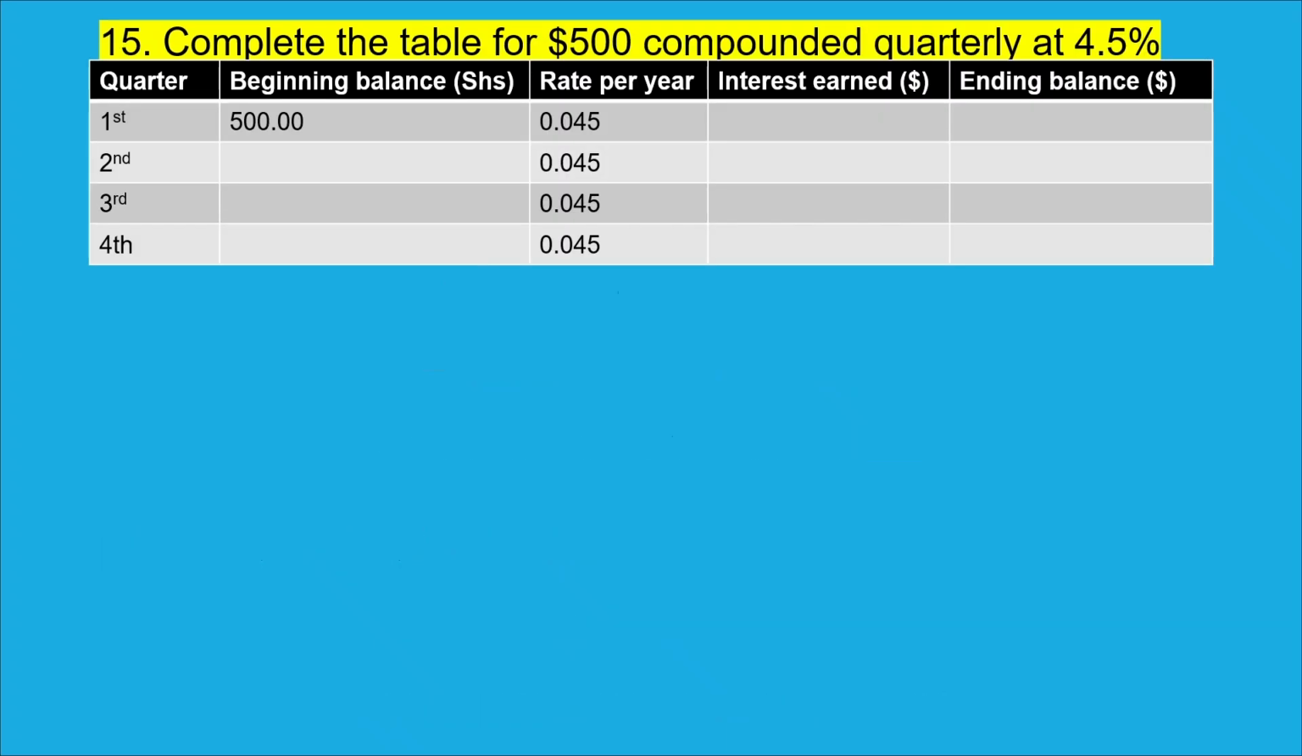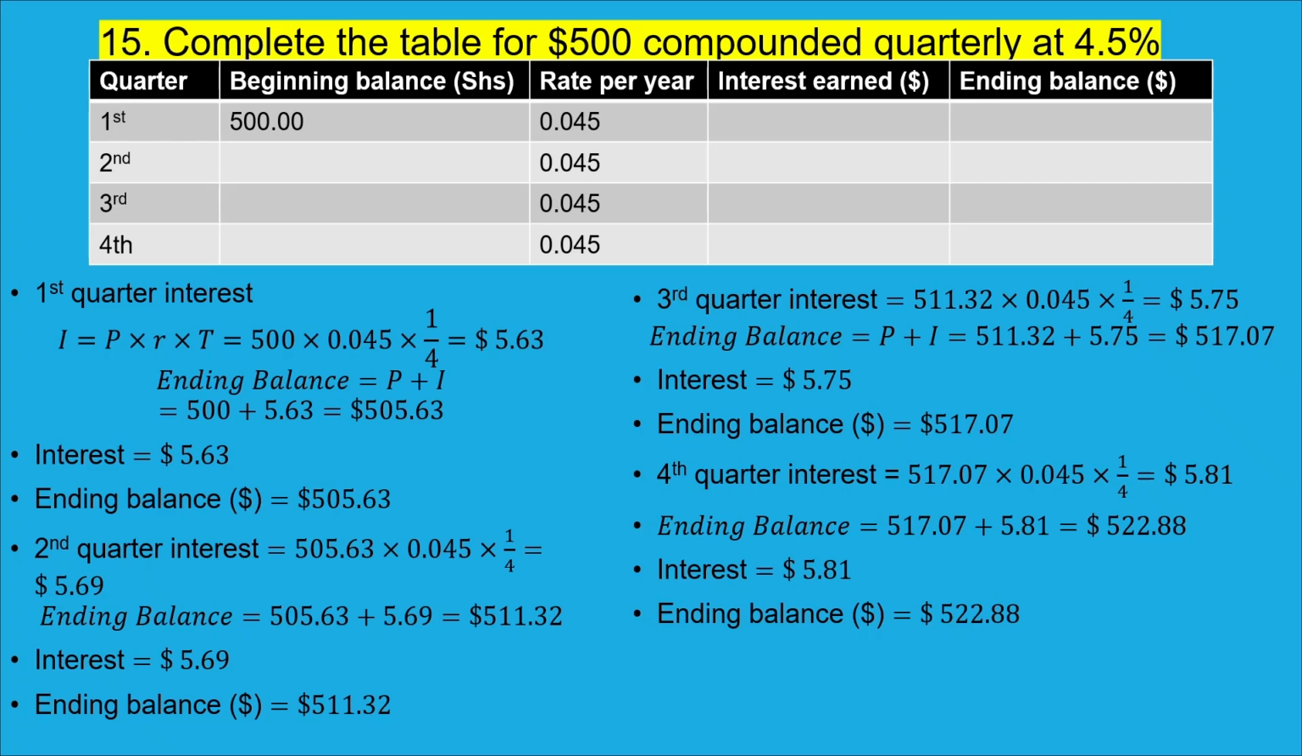At this point, we are using quarters and we have the beginning balance, the rate per year, the interest earned, and the ending balance. Therefore, complete the table. In quarters, we use the first formula, which is interest is principal times rate times time, and the ending balance is principal plus interest. For the first quarter, the original balance is $500, multiplied by 0.045 and multiplied by a quarter, which is the period, and we arrive at 5.63. Then add that 5.63 to the 500 to get the ending balance.